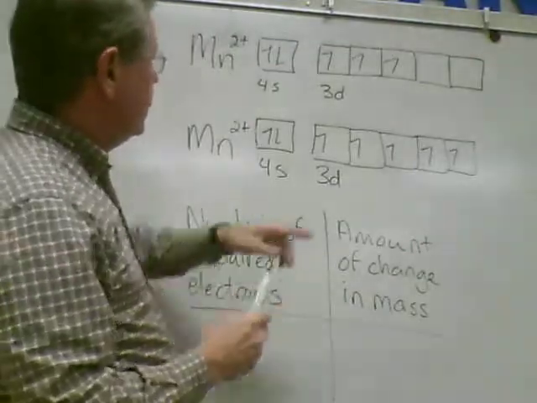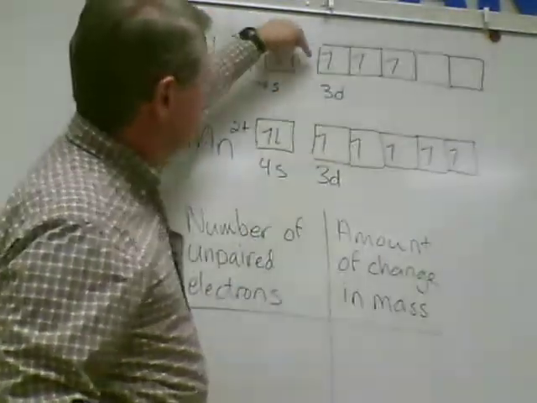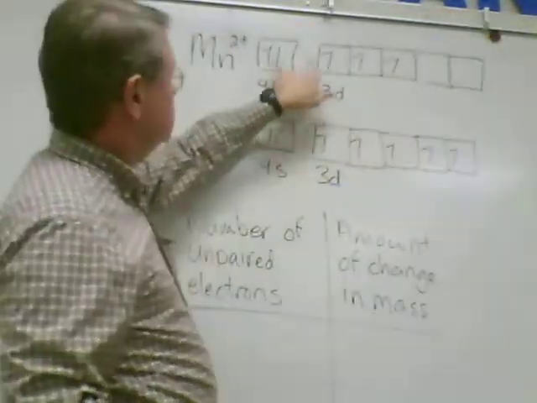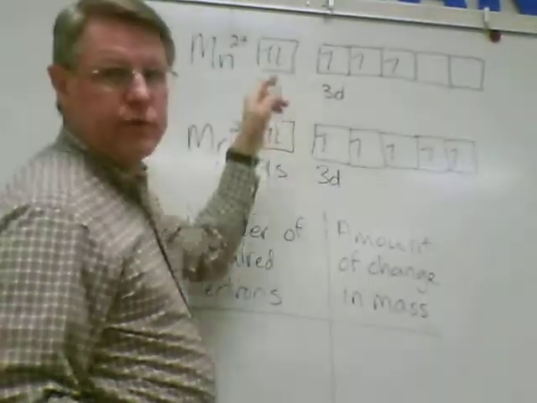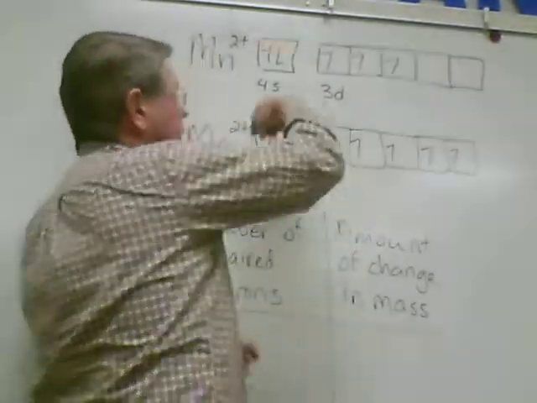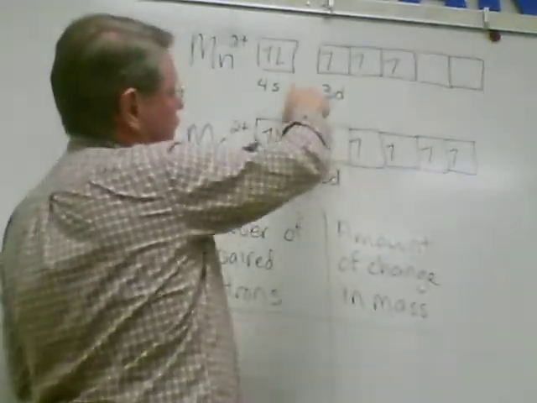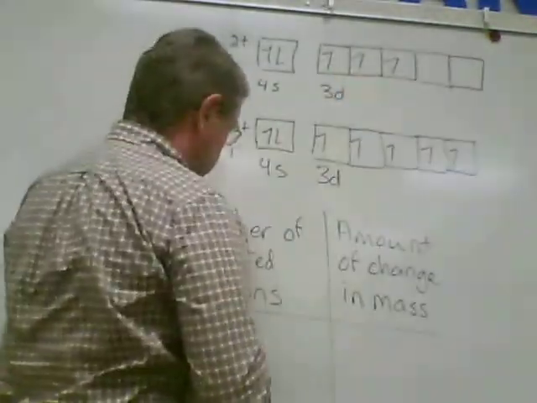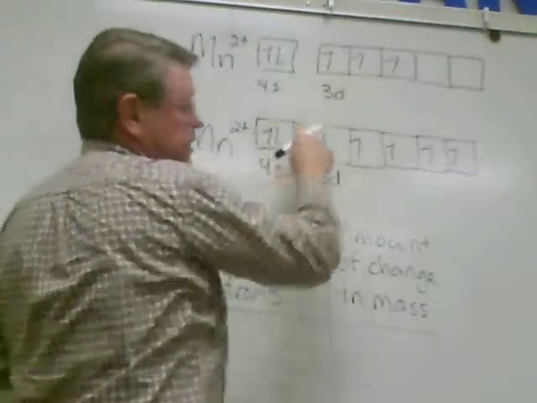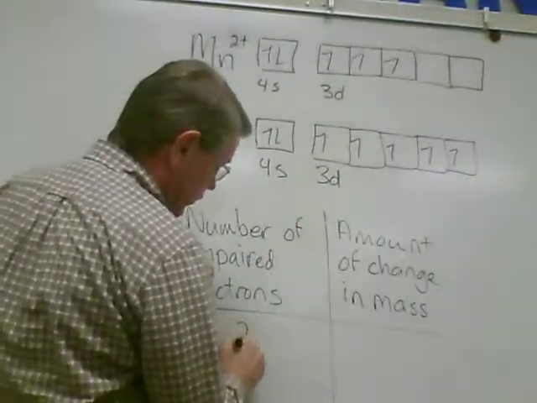All right, so this will have 3 unpaired electrons. These electrons are paired. They're in the same orbital. They're 1 up, 1 down, the way we were writing orbital notation last week. And so these are the only unpaired electrons. So the number of unpaired electrons for this arrangement is 3.